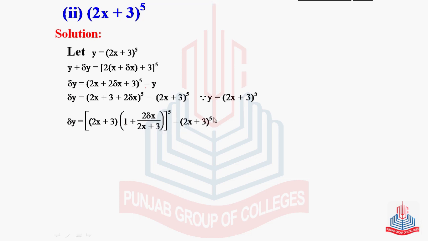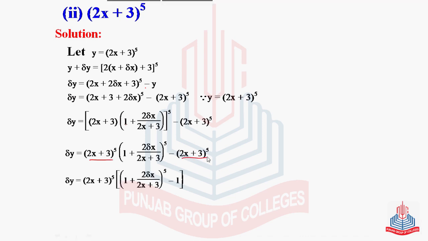Now the power will be applied on both terms, to (2x plus 3) raised to the power 5 and (1 plus 2 delta x over 2x plus 3) raised to the power 5, minus (2x plus 3) raised to the power 5. Now 2x plus 3 and 2x plus 3 can be taken as a common factor. So delta y is equal to (2x plus 3) raised to the power 5 times [(1 plus 2 delta x over 2x plus 3) raised to the power 5 minus 1].